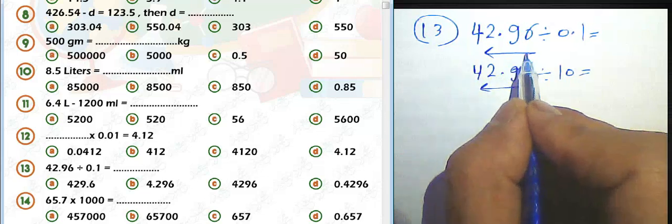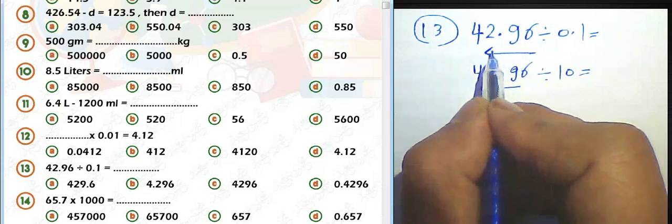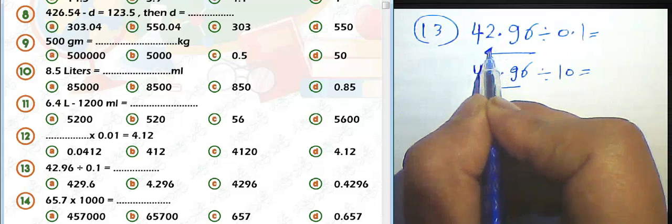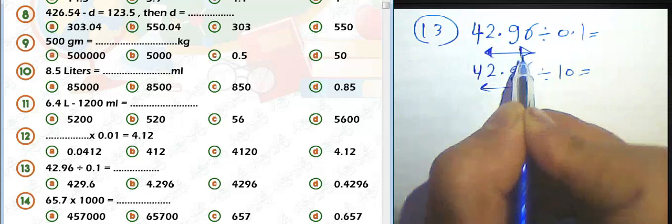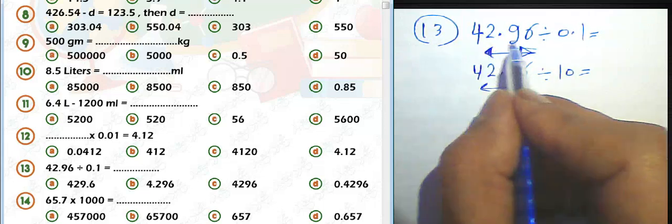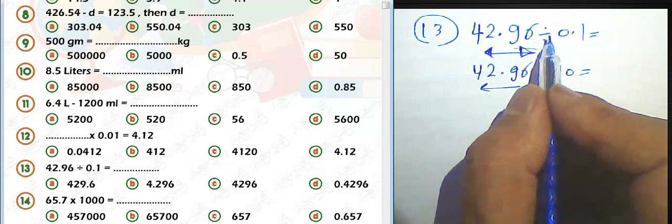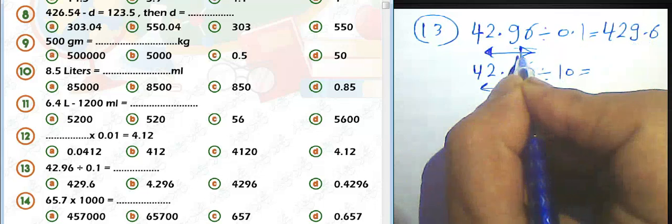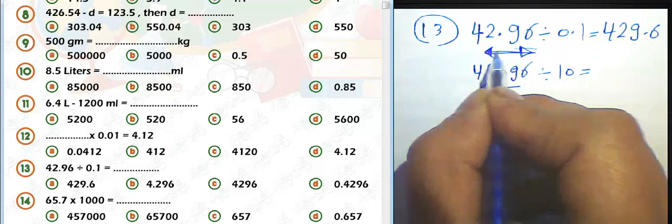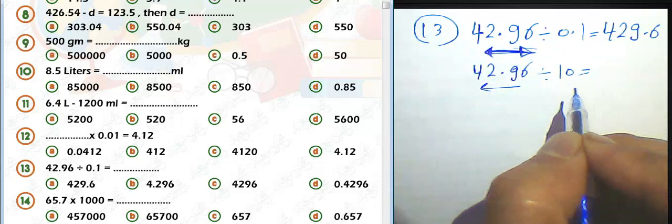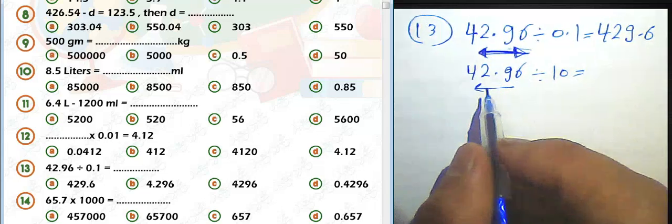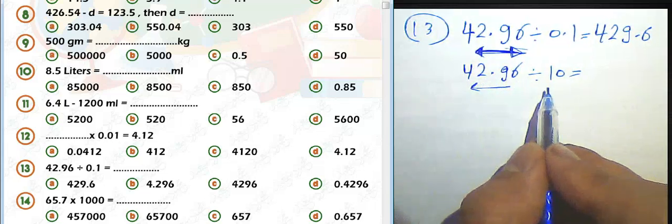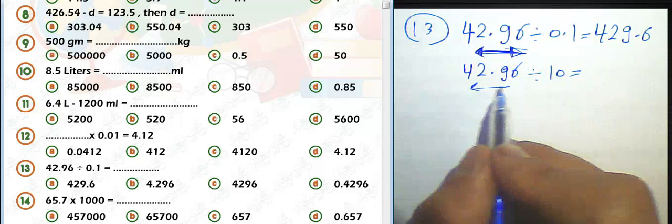Okay, so in this example, we must move the point from left hand side to right hand side. In this example, he asked about the result. It means multiplication by 10. The result will be 429.6. We must move the point from left hand side to right hand side by 1 digit. But if he gives us this example, 42.96 divided by 1/10, we must move the point to left hand side.